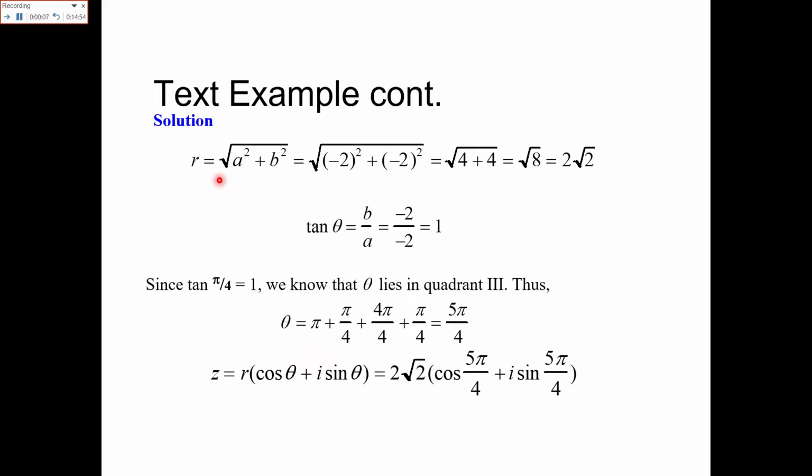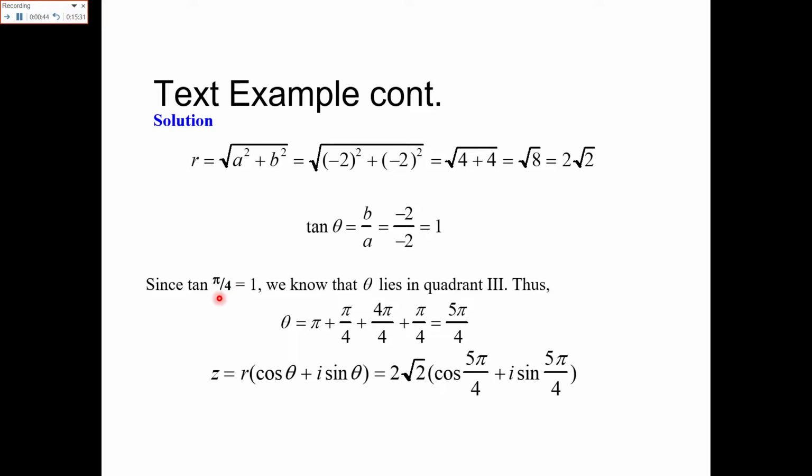Now the solution: r is equal to the square root of a squared plus b squared. So a is minus 2 and b is also minus 2. It will become the square root of 4 plus 4, that is the square root of 8. You can write the square root of 8 as 2 into root 2. Now theta is equal to tan inverse of b over a, minus 2 over minus 2, that is 1. So tan theta becomes 1, which is 45 degrees, and 45 degrees is equal to pi by 4.